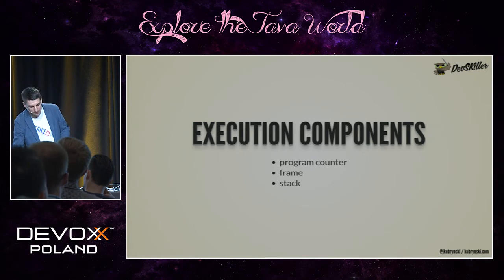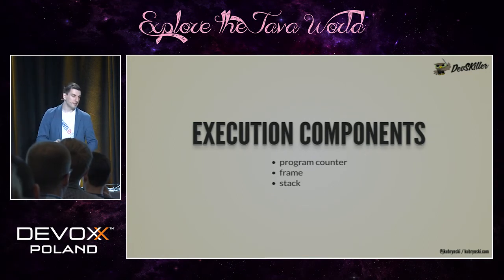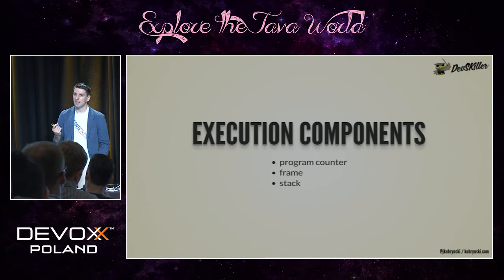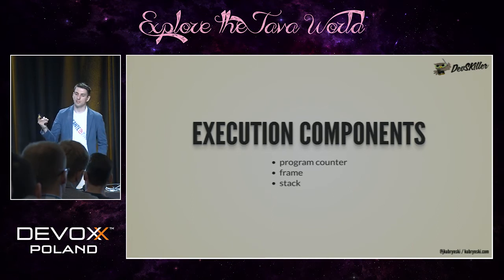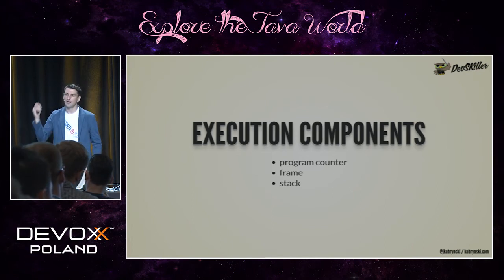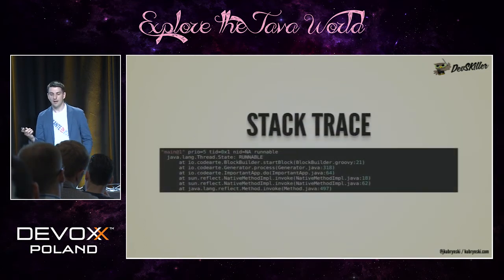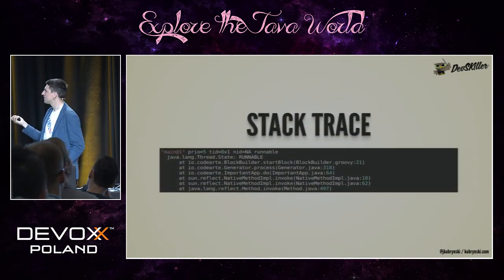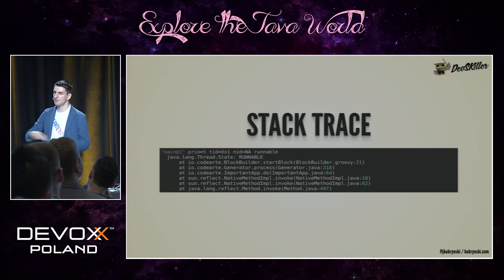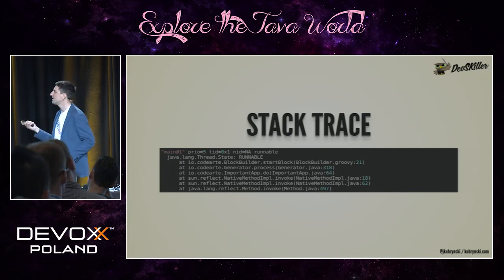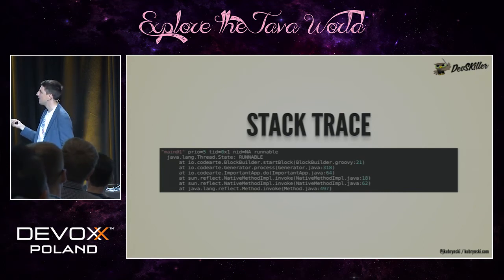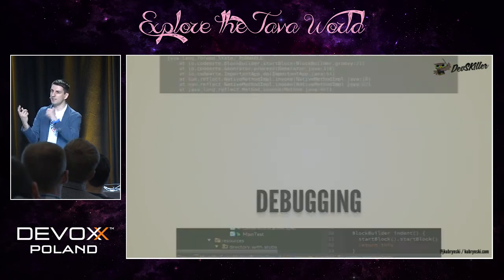Okay, so now let's move to the other stage, which is the execution components. At the very beginning, we have a program counter, which has information about the current instruction, the frame, and the stack, okay? I think that every one of you has seen the stacktrace. It's a daily basis of a Java developer. But I should note that this stacktrace is built from frames, where every frame is just put on top of the stacktrace. Why is it important?